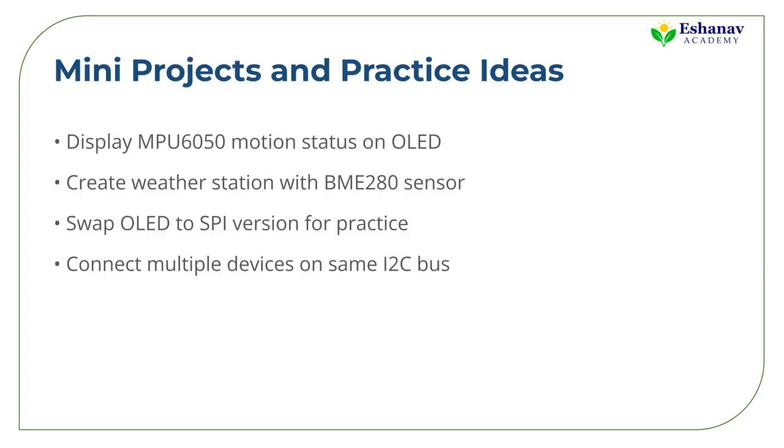The best way to cement this knowledge is by building something small and functional. Try reading acceleration from the MPU6050 and printing stable or moving on the OLED based on motion. Or attach a BME280 sensor and show temperature and humidity on the screen. Suddenly you have a pocket weather station.